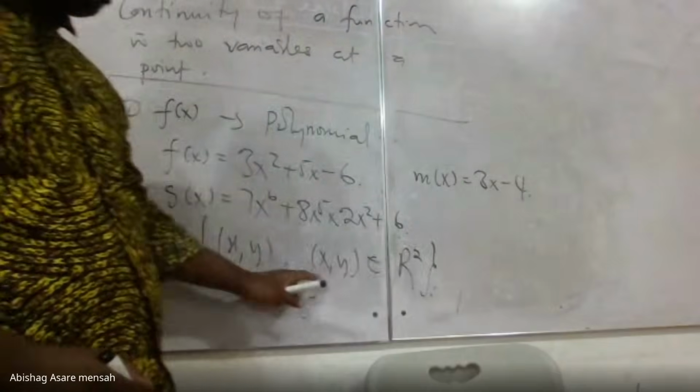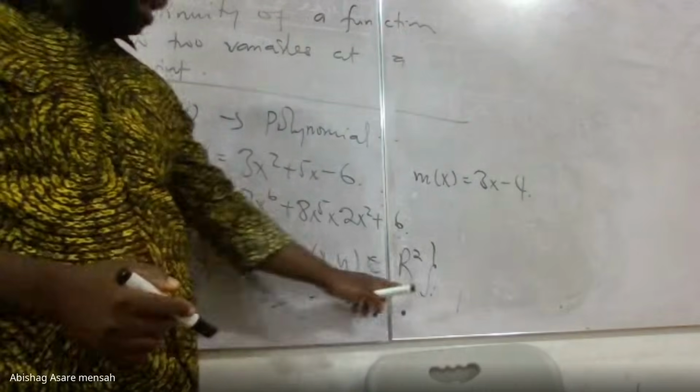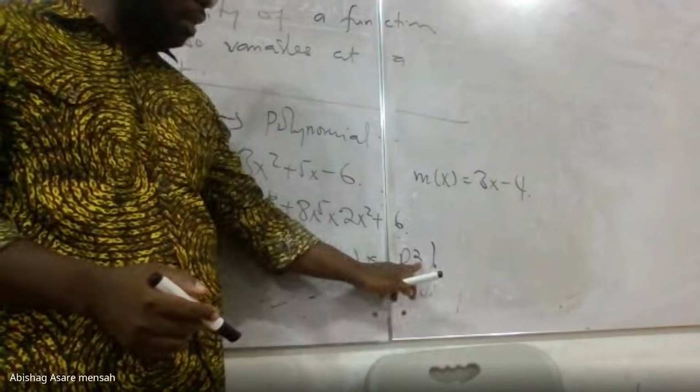So x and y belong to what? All real numbers. So the real numbers that you are looking for are pairs of numbers. That's why we're using what? R exponent 2.